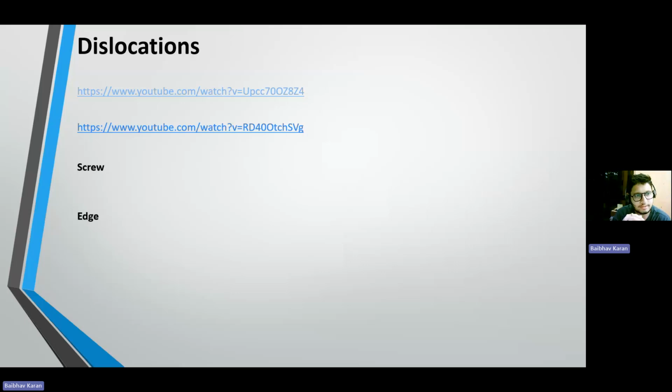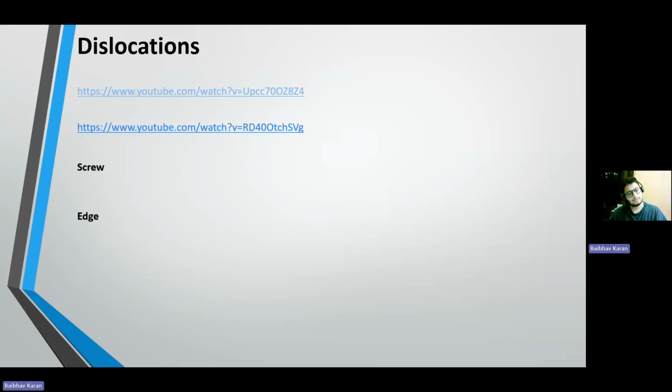One more thing to note here is that when there is an atom missing or a plane of atoms missing, or there is an extra half plane inserted or created in the material, what is happening? There is a change in the bonding in the material. The bond strength may be higher, the bond strength may be lower, and this change in the bonding is creating a stress field around the material. The atoms around these dislocations will be stressed out.